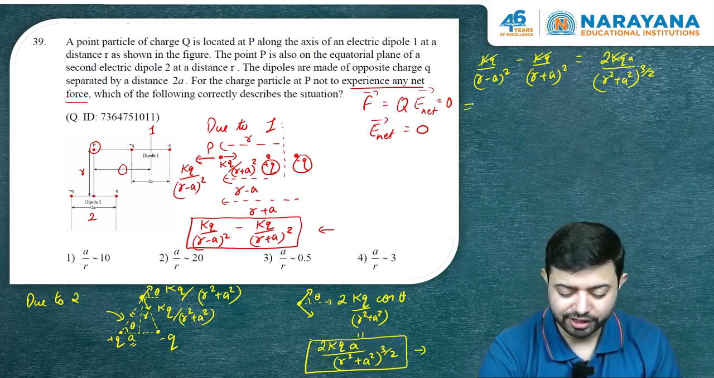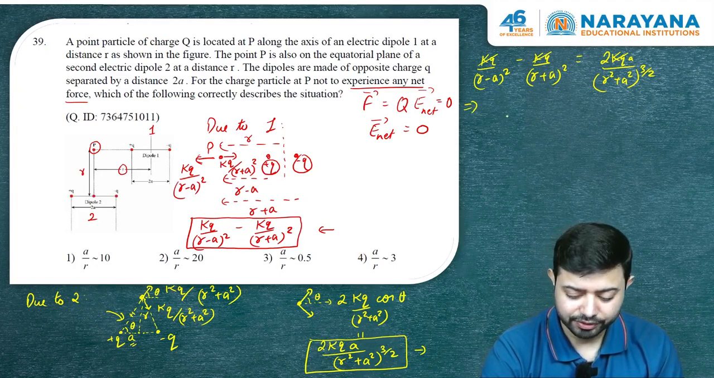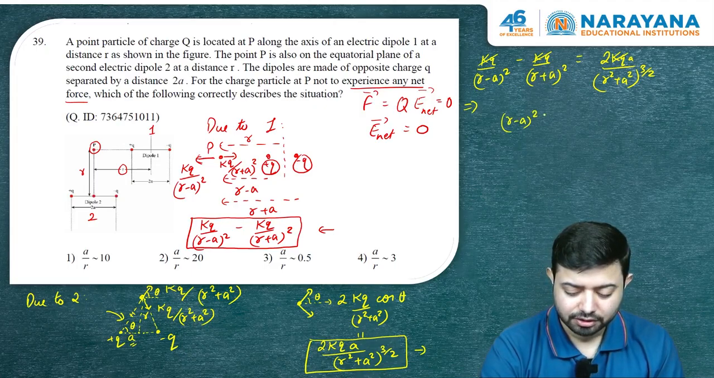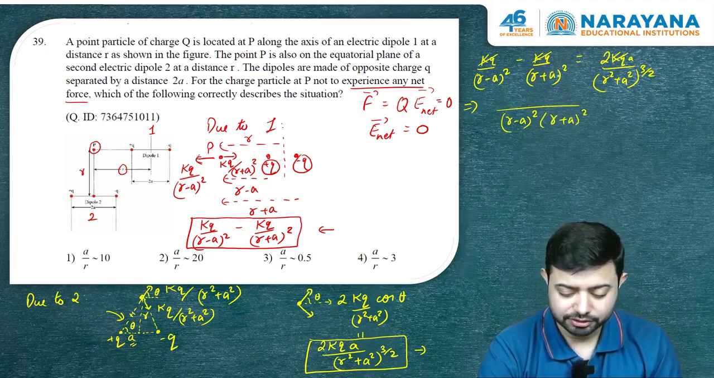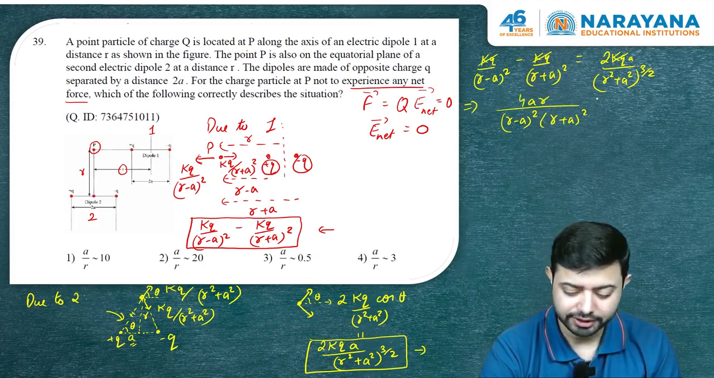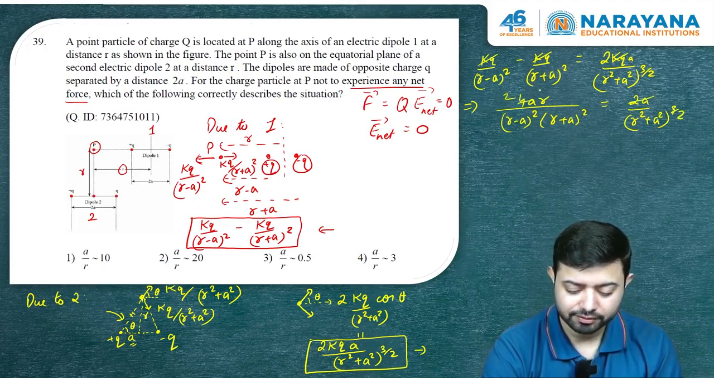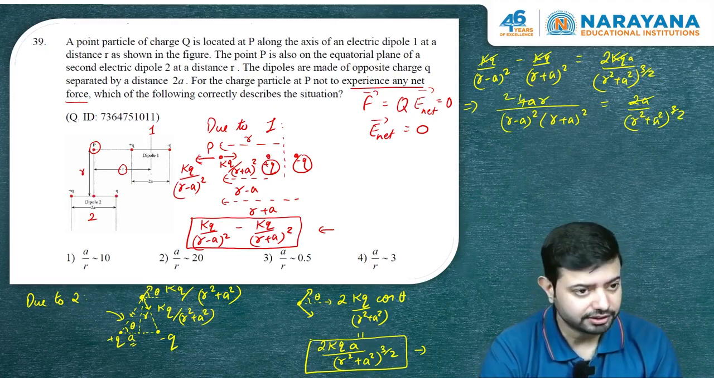And if you further simplify the left hand side, you can take the LCM, right. You will get here (r minus a) whole square into (r plus a) whole square, and the numerator will be then simply how much? (r plus a) whole square minus (r minus a) whole square. So, 2ar, total 4ar, right. This is going to be 2a by (r square plus a square) raised to the power 3 by 2. So, 2a and 2a from here will cancel, right. So, overall this is going to give you some relation, right.